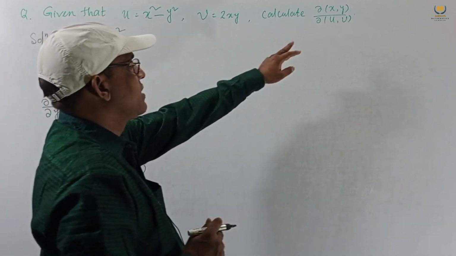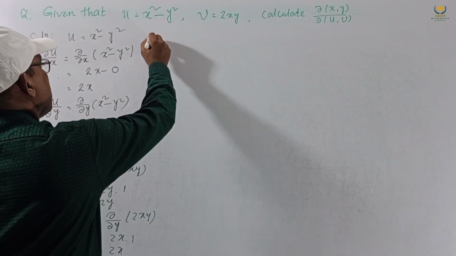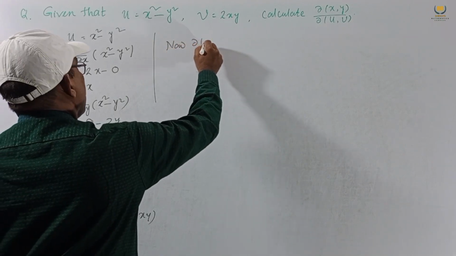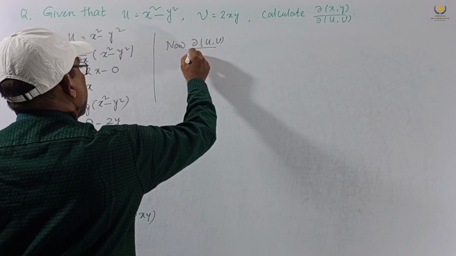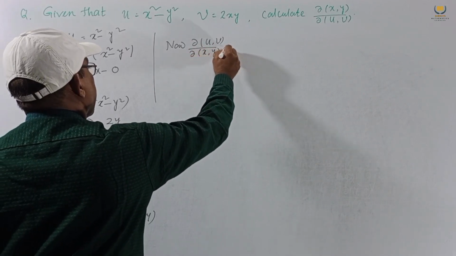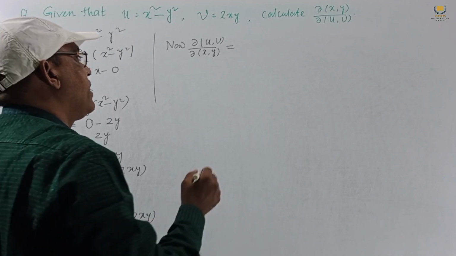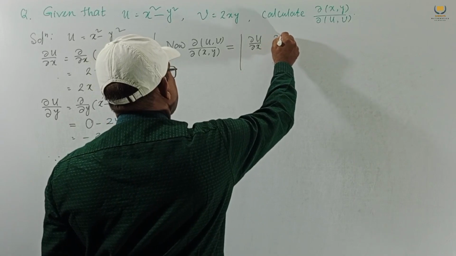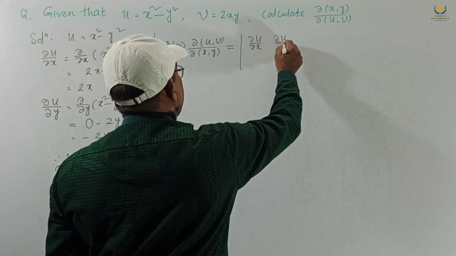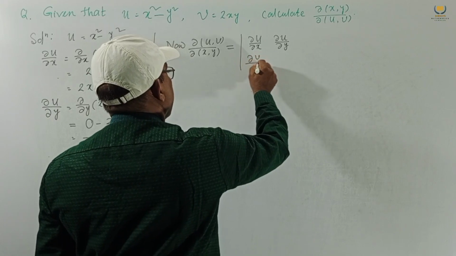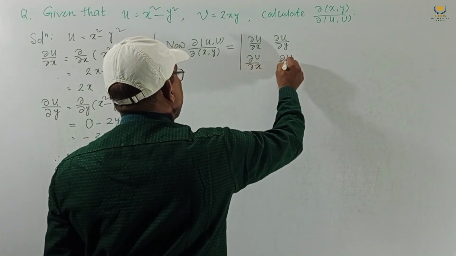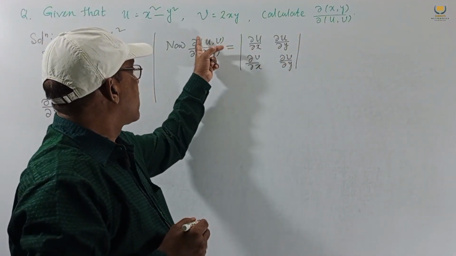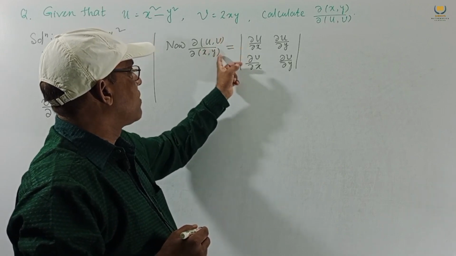Now our requirement is, first we find the reverse of this, ∂(u,v)/∂(x,y). By the definition of Jacobian, we can write this one: ∂u/∂x, ∂u/∂y, ∂v/∂x, ∂v/∂y.